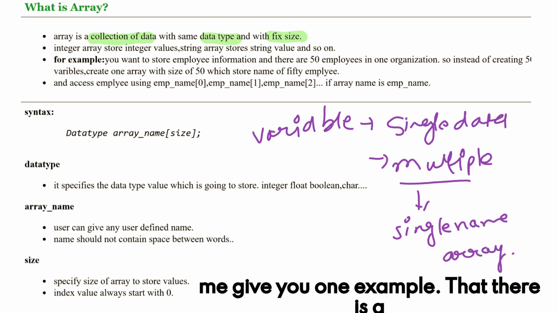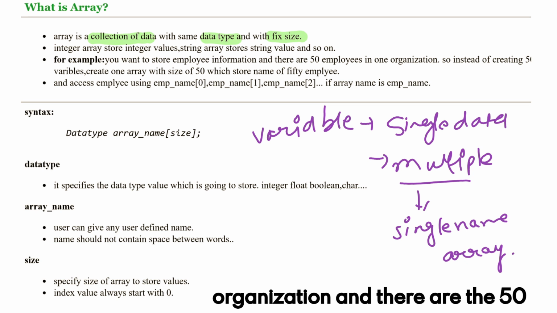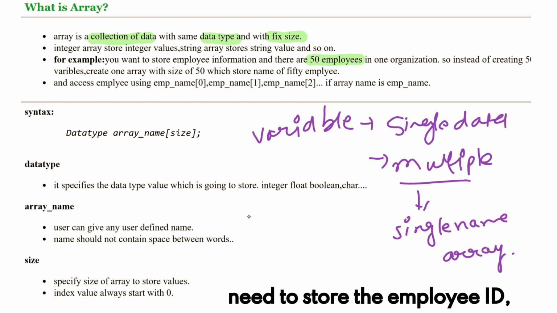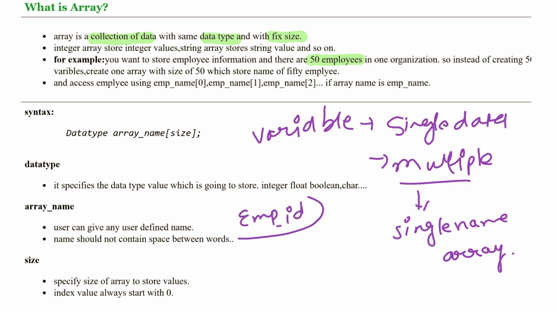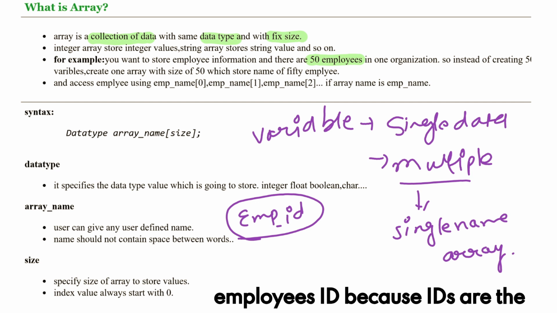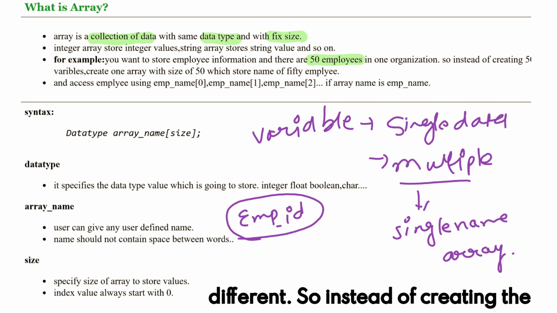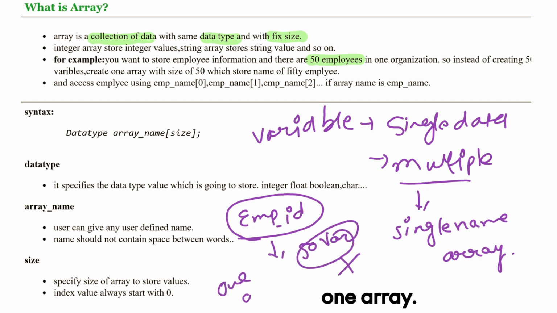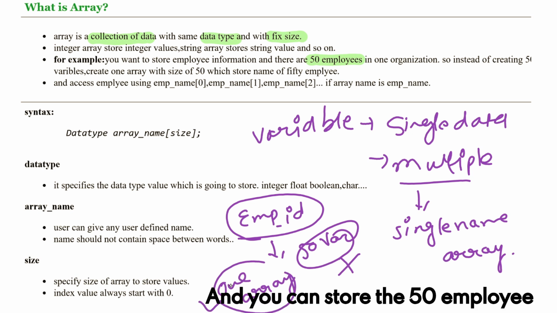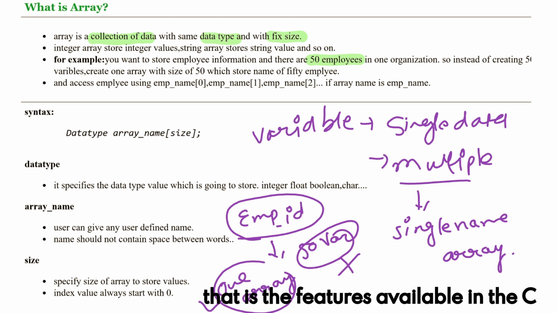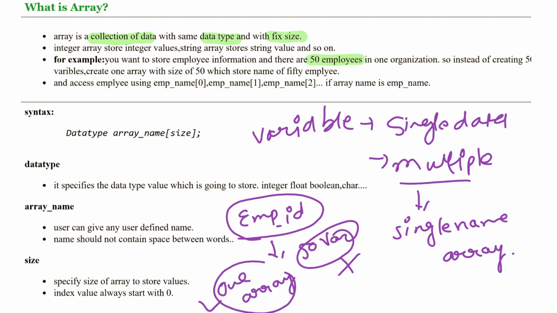Let me give you one example. There is an organization and there are 50 employees in the organization. So you need to store the employee ID, same name, but you need to store the 50 employees' IDs because the IDs are different. So instead of creating 50 variables, you can create one array and you can store the 50 employee IDs under one single heading. That is the feature available in the C language. That is the array.